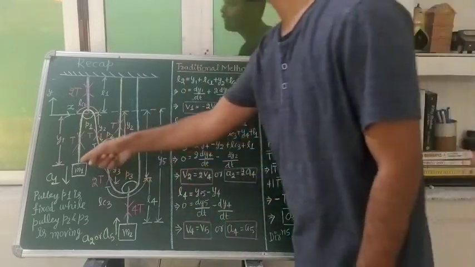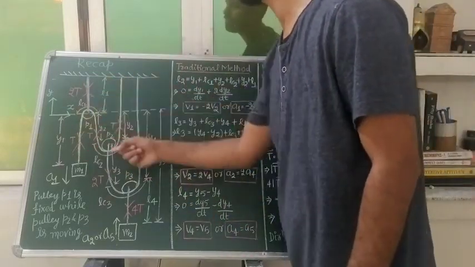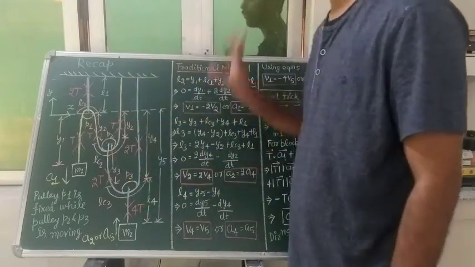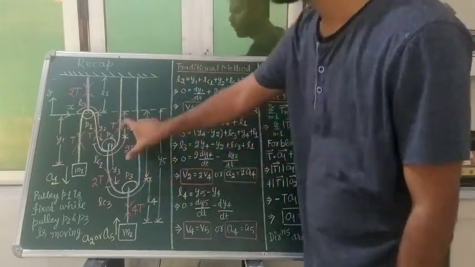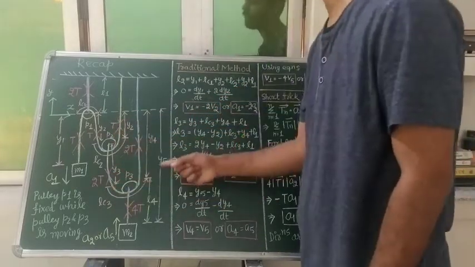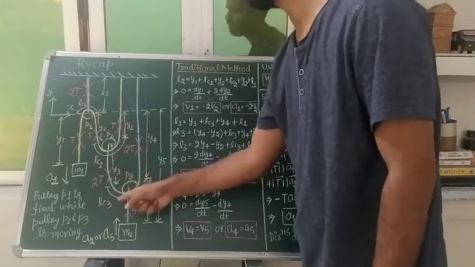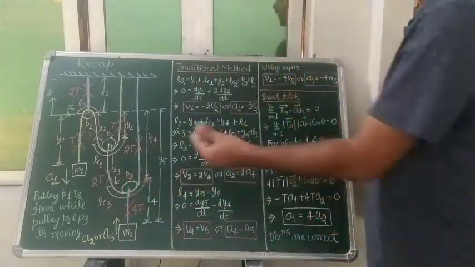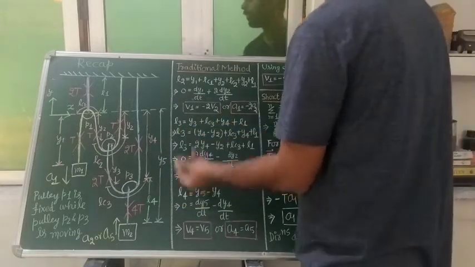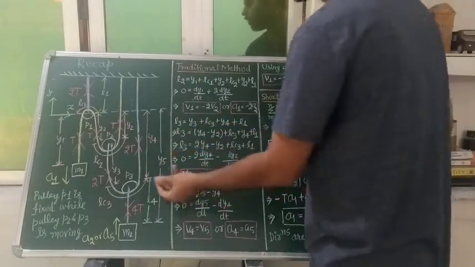Of course, this will be the first string, this one will be the second string, and this will be the third string. For the third string, suppose this length is y3 and this length is LC3, which is constant. That is why we have represented it like that, because the length of the string over the pulley will always be constant.